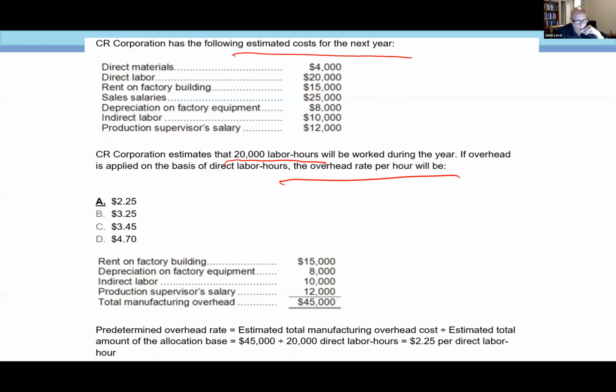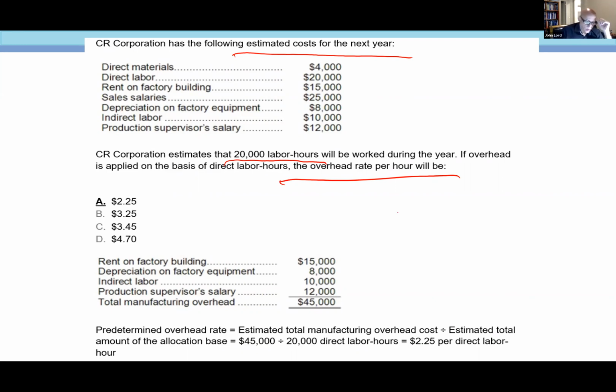I'm coming up with a predetermined overhead rate. I'm going to have my estimate of all my overhead costs, and divide it by the estimate of how many units of whatever driver I'm going to use. So would direct materials be in the numerator? Yes. Okay, I'm going to say it again.